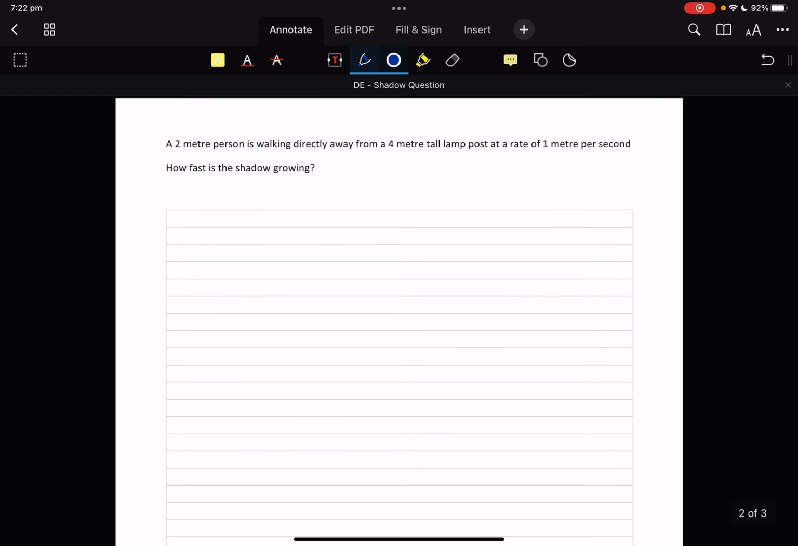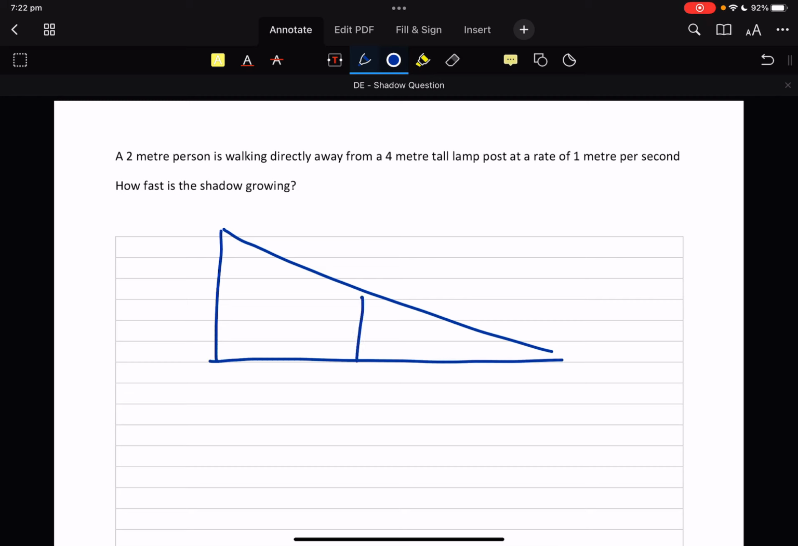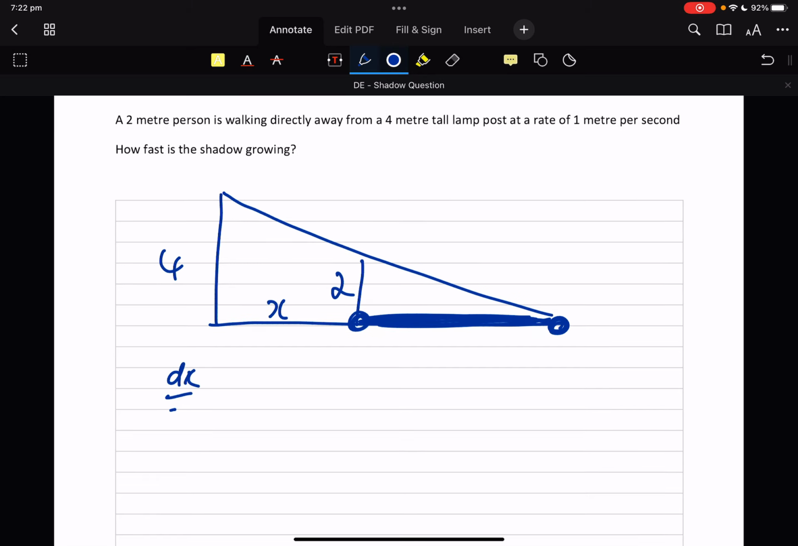There's another question to do with the shadow question, and it's got to do with how quickly the shadow is growing. So it's exactly the same sort of setup. We've got a 4 and a 2, but this time the length of the shadow, how fast is that length of the shadow growing? So clearly the length of the shadow goes out to the tip, but starts at the foot of the person. So I'm still going to label that x. So I've got a dx dt is 1, and I want to label just that smaller line segment S, because that's how fast the shadow is growing in size.